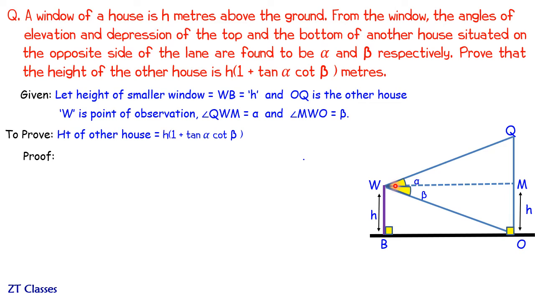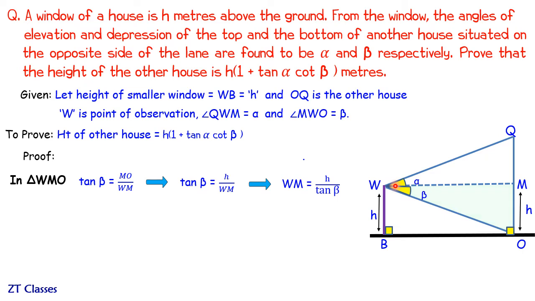So let's take the triangle WMO first. In triangle WMO, tan beta is perpendicular upon base, or MO upon WM, and putting MO as h, we get tan beta is h upon WM, and from here we get the value of WM as h upon tan beta. Now this value of WM we'll use in the second triangle.